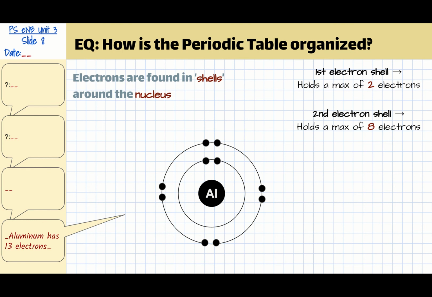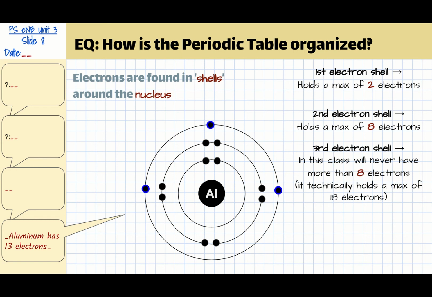Okay, so now we have a spot for 10 electrons, but aluminum has 13, so there's 3 more electrons that need to go somewhere else. And there's a third shell of electrons. In this class, the third shell will never have more than 8 electrons, but technically the third shell or third energy level can hold a maximum of up to 18 electrons. Again, in this class, we're going to look at just elements 1 through 20. So the most electrons that something will have in that third shell would be 8.